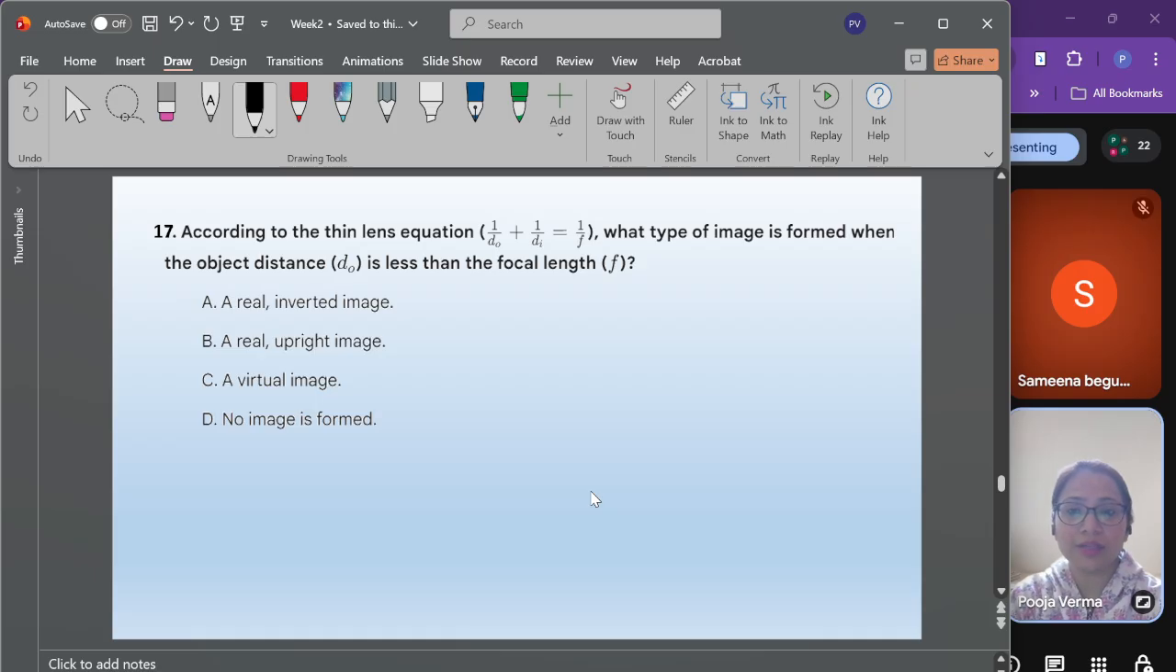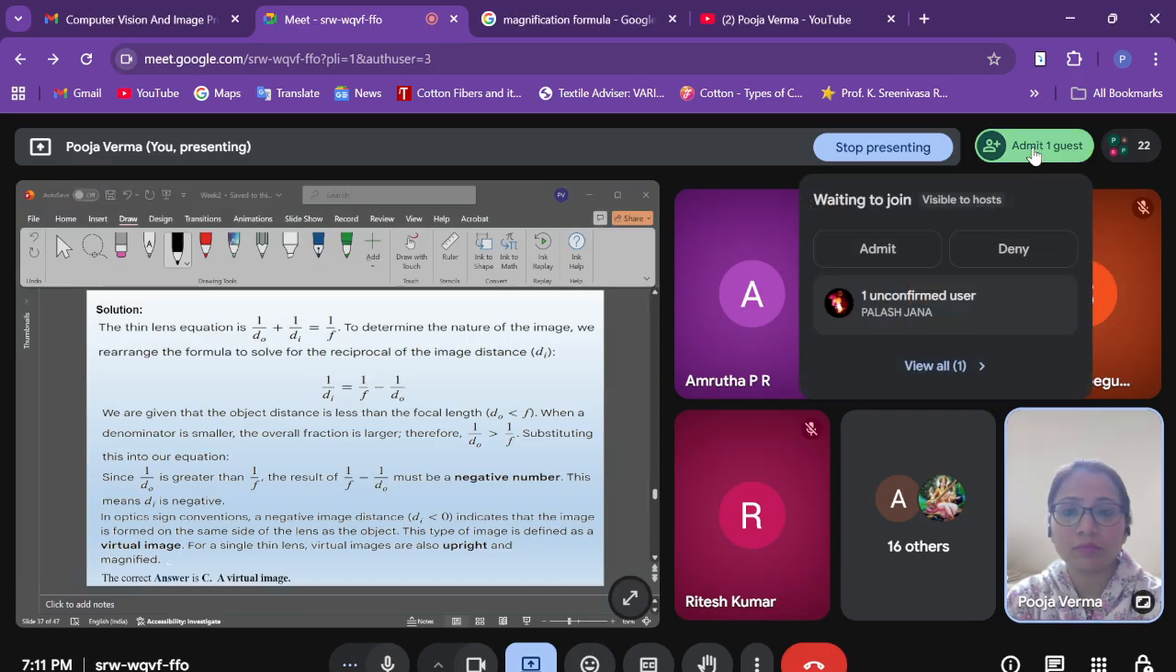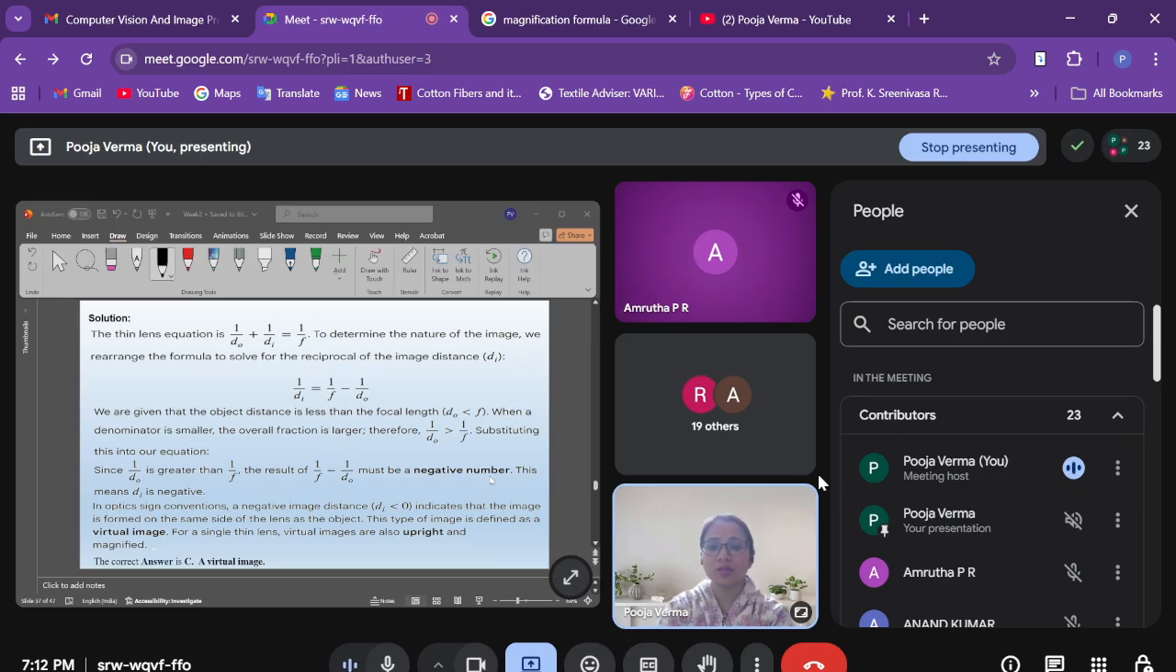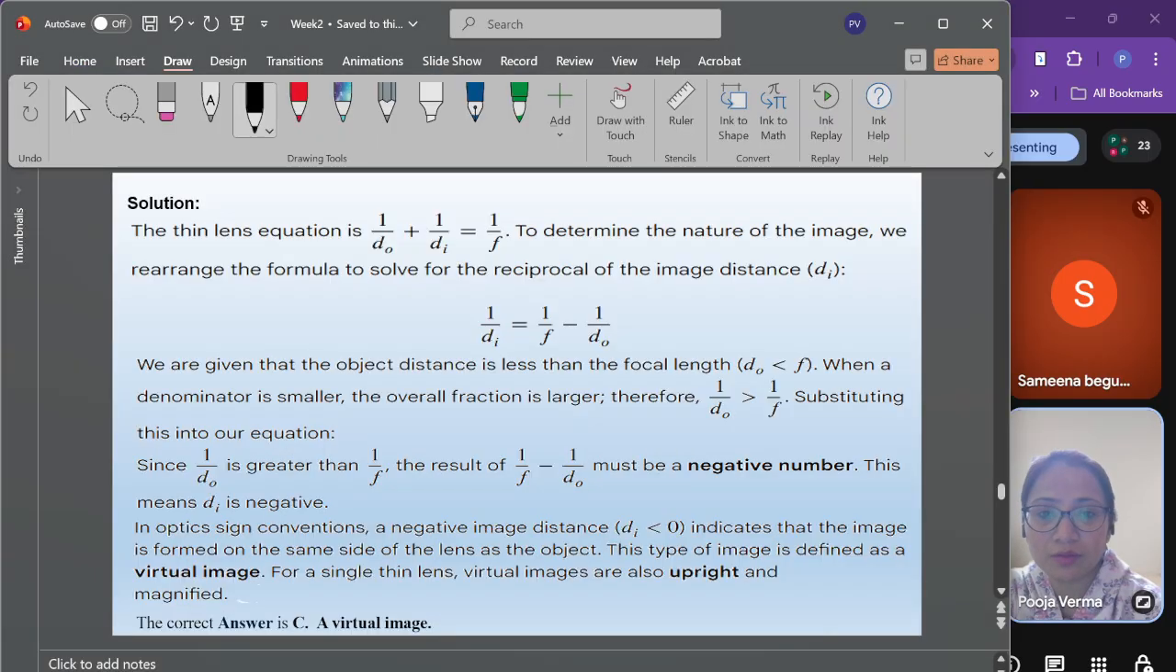Okay, so let's see the solution for this one. Already we know that this is our thin lens equation: 1/do + 1/di = 1/f. This equation determines the nature of the image. We can rearrange the formula to solve for the reciprocal of di. We can arrange it like this, right? 1/di, if we take this to the other side, so the equation becomes this one.